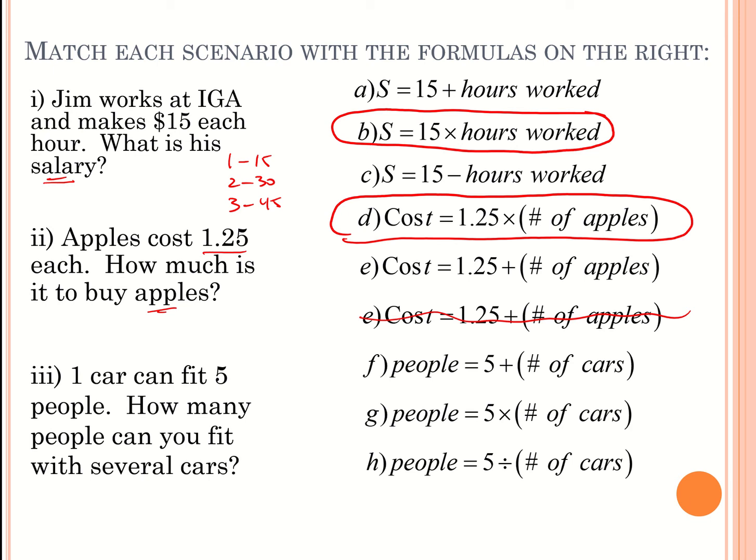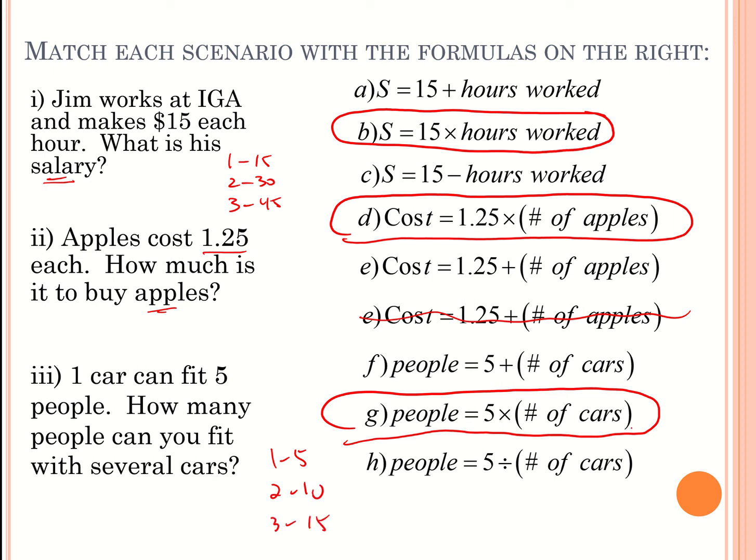The last one is, hey, one car can fit 5 people. How many people can you fit with several cars? Is it 5 plus number of cars, or 5 times number of cars, or 5 divided by number of cars? The answer will be G again. In the normal pattern, they're all multiplying, right? If 1 car can fit 5 people, 2 cars would then be 10, 3 cars would then be 15, right? So number of cars, you times it by 5, you get the number of people you can fit in. So the answer is G. This is just an example of how you can use these formulas to represent each of those scenarios.